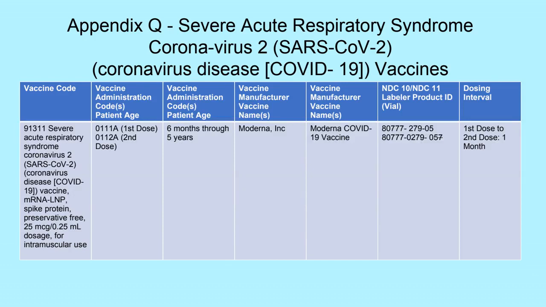Another change was made in Appendix Q. Can you find this one? In the 6th column, this is even harder to find. The code had an extra digit in it. It had a digit 7, 80777, 0279, 057. It should just be 05.